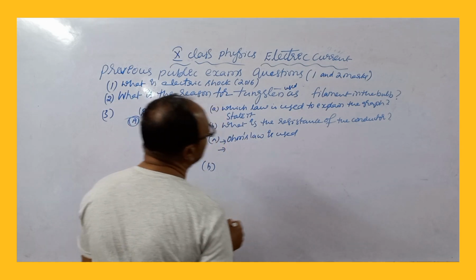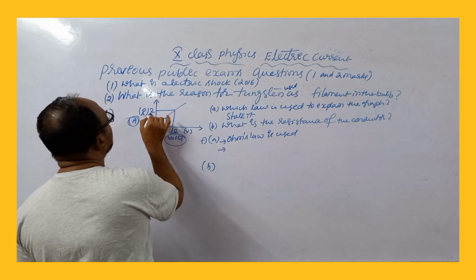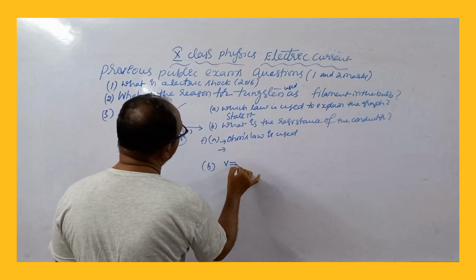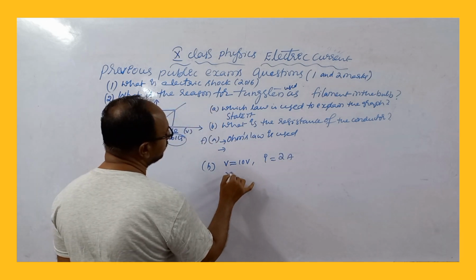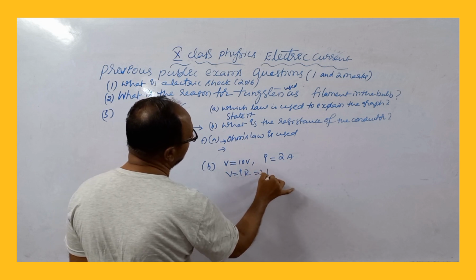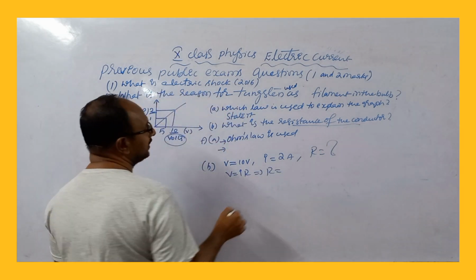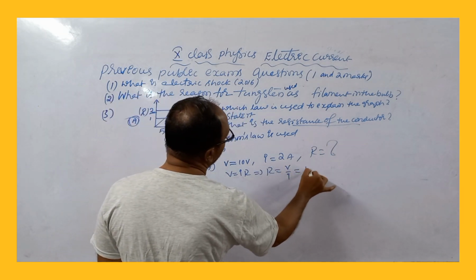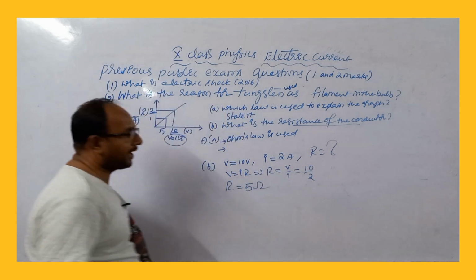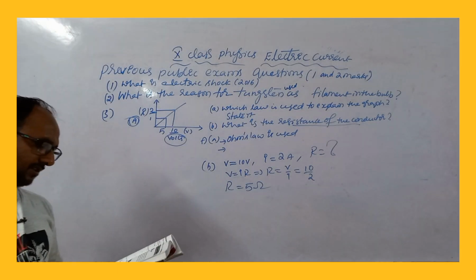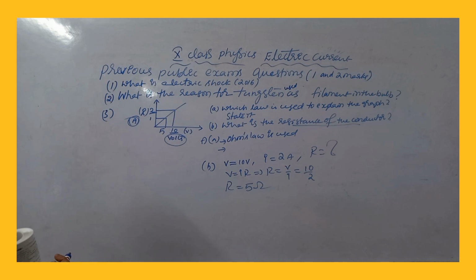Question number B: what is the resistance of the conductor? Here we take the higher potential difference and higher current. So V value is 10 volts, I value is 2 amperes, the maximum values we are taking. From Ohm's law, V equals IR, so R equals V by I. V value is 10 and I value is 2 amperes. So this is 5 ohms. This is the answer, which came in 2017, students.